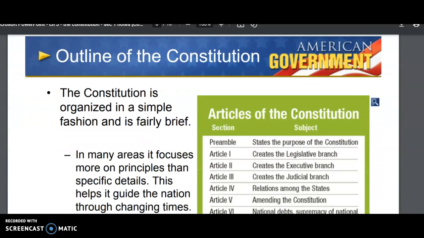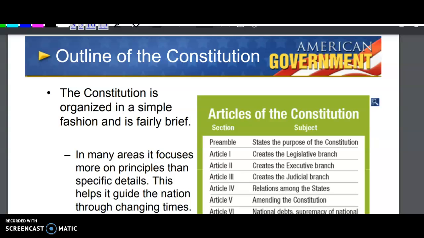So before we talk about the 6 basic principles, we need to talk about how the Constitution is written, how it is outlined, how the framers created the Constitution. The Constitution is organized in a simple fashion and is fairly brief. A lot of people think that the Constitution is complicated, mainly because it's written in the terminology that was used in the 1780s up into the 1790s. Some of their language was a little different. It is a little hard to read, but the way it's laid out is pretty simple.